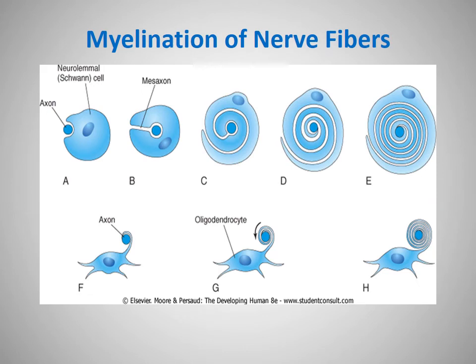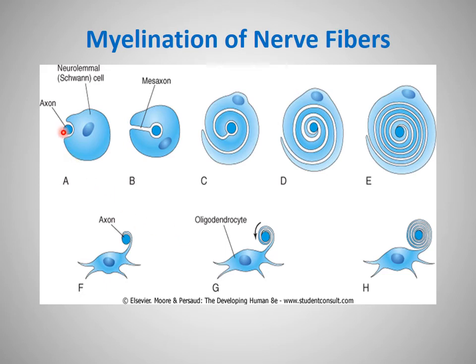Now, the process of myelination of the nerve fibers. The process of myelination of the nerve fibers occurs in the late fetal period and continues into the postnatal period, the first year of the postnatal period. In the peripheral nervous system, the axons or nerve fibers are myelinated by the Schwann cells, whereas in the central nervous system, the myelination of the axons takes place by the oligodendrocytes.